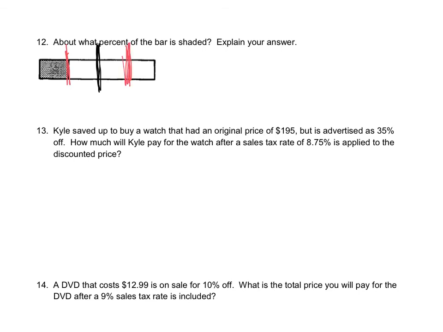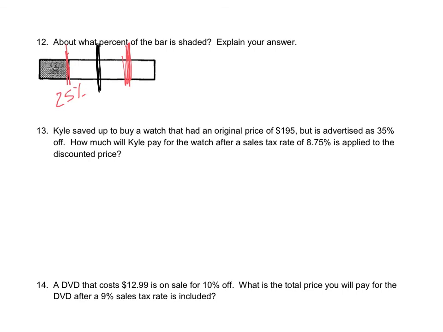Okay, yeah, that's really well done. And I notice that this one is right at about half of a half. So half of a half, or 1/4, is about 25%. So, and that's how I'd explain it. I'd say about half of 1/2 is 25% shaded, or that about 1/4 of the total bar is shaded.